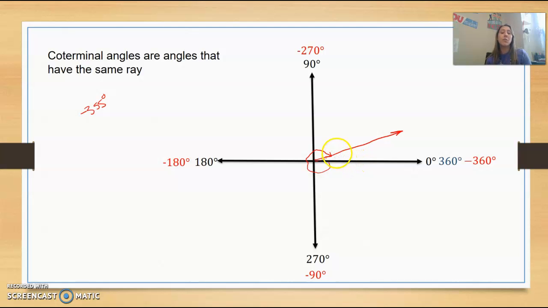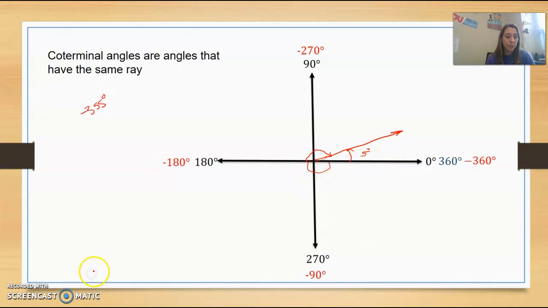If I was looking for a positive coterminal angle, now remember, coterminal angles are angles that have the same ray. If I'm looking for a positive one between 0 and 360 degrees, the smallest possible one, I would go from here to here. To go from there to there would only be 5 degrees. So negative 355 degrees and 5 degrees are coterminal because they share the same ray.